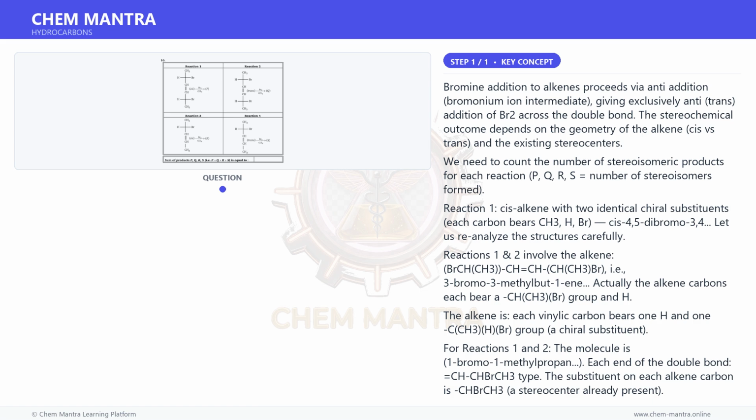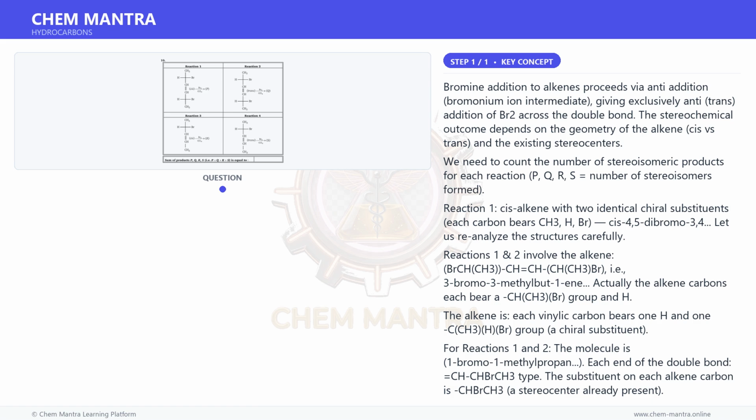Now for reactions 1 and 2 with the symmetric alkene. Reaction 1, cis, symmetric anti-addition gives enantiomers, P is equal to 2. Reaction 2, trans, symmetric anti-addition gives a meso compound only, Q is equal to 1. But this gives P plus Q plus R plus S is equal to 2 plus 1 plus 2 plus 2, which is 7, not 8. Alternative count: P is equal to 2, Q is equal to 2, R is equal to 2, S is equal to 2, sum is equal to 8.